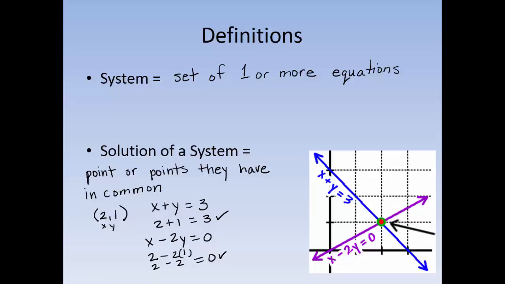Well, maybe you think every point works, so let's try just some other random point like 3, 5. Okay, if I plug that into the first equation, I would get 3 plus 5. That's 8, not 3, because that point is not on the blue line. So the system is solved when you find the point or points that are on both graphs. A system is a set of one or more equations, and the solution is their intersection points.